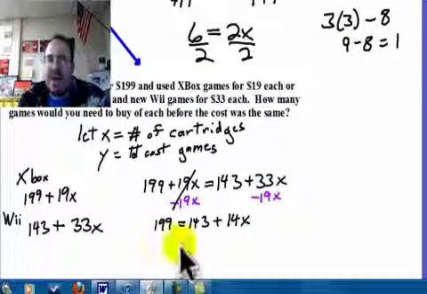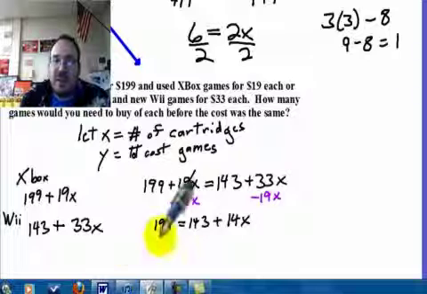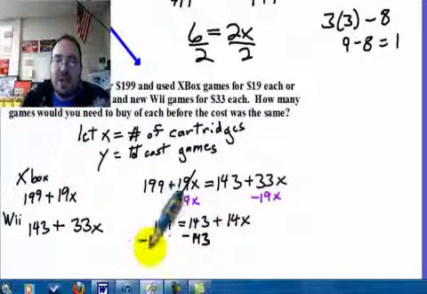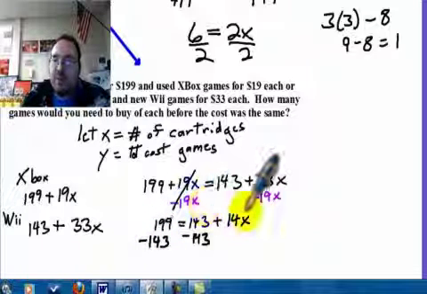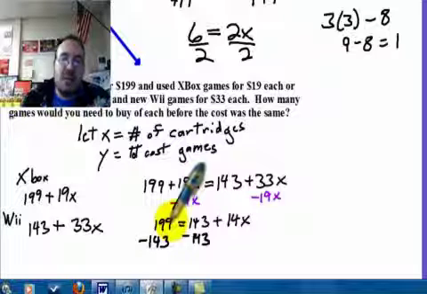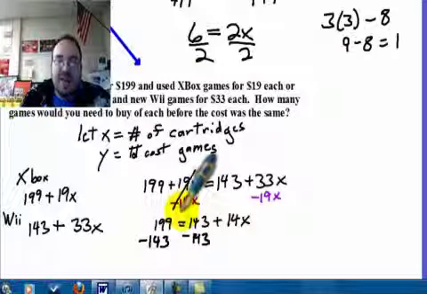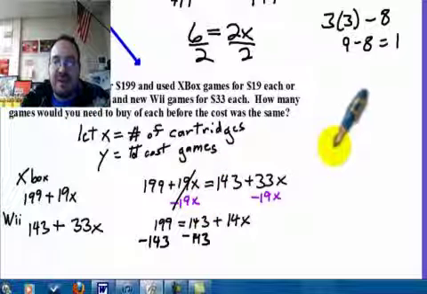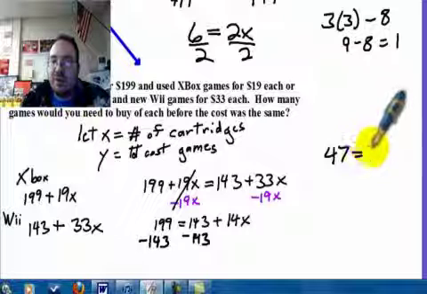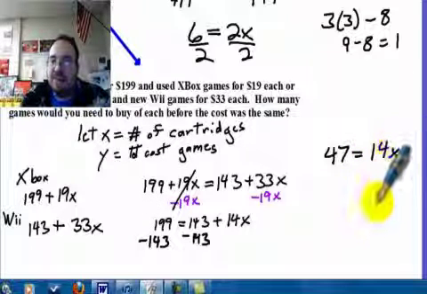I don't know. Okay, so anyhow, next thing I need to do here, I need to move the 143 over. I have a two-step equation now, and I'm moving 143 to get the 14x by itself. So 199 minus 143, let's see, I guess that's going to be 47, it looks like to me. So 47 equals 14x.